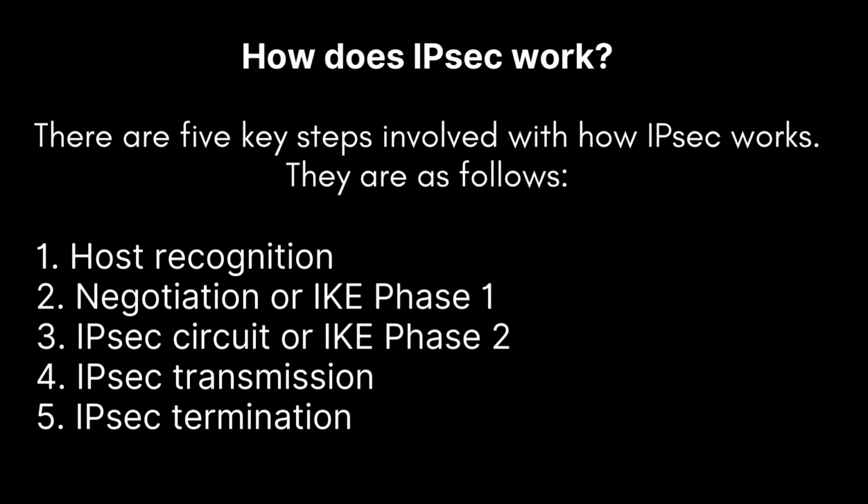So coming to the final one, IP security termination. Finally, the IP security tunnel is terminated. Usually this condition happens when the session has come to an end. Only when the session comes to an end, this termination happens. So after termination, the hosts dispose of the private keys used during the data transmission and the tunnel is shut down. In this way, IP security termination will work.